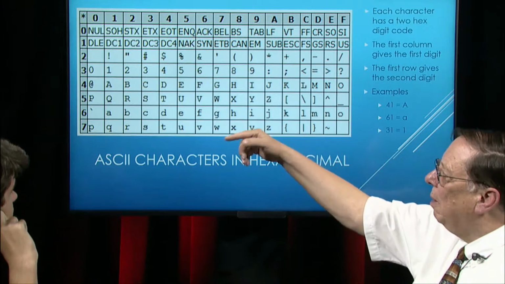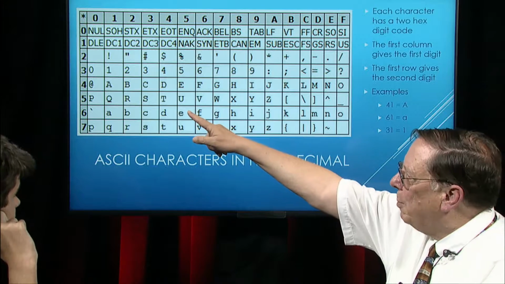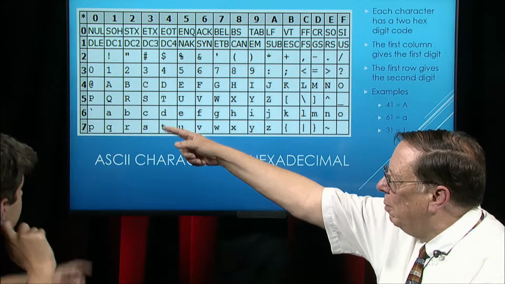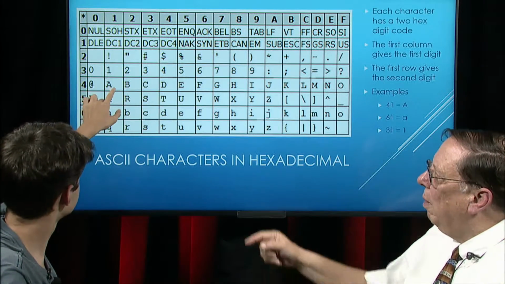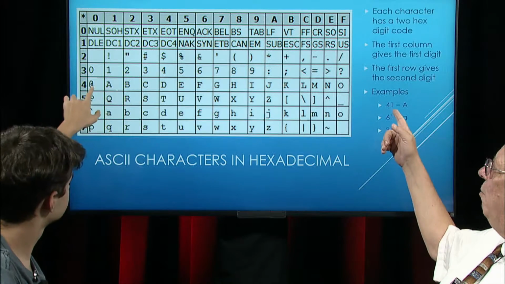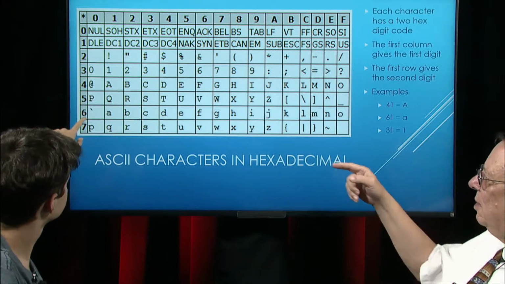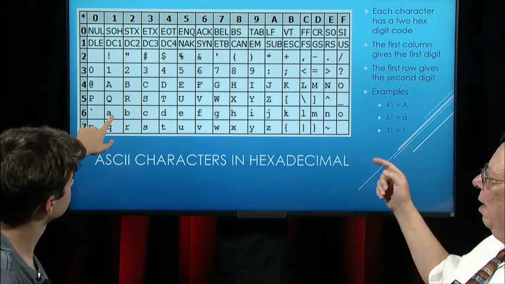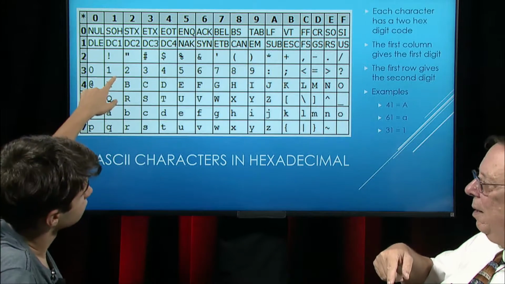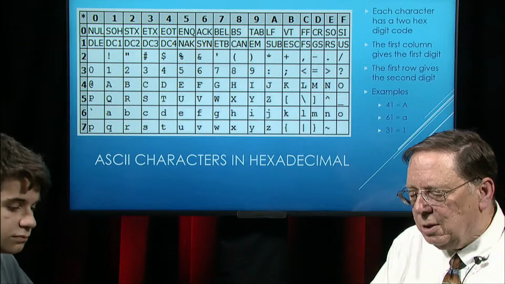And then if we want to see what a character is, like capital A, you see that that's on the row with a 4 on the front. So 4, 1. So a capital A would be 41 hexadecimal. A lowercase a would be 61. Number 1 is 31. Okay, so these are called the ASCII character codes, and those are what we're using in our programs.